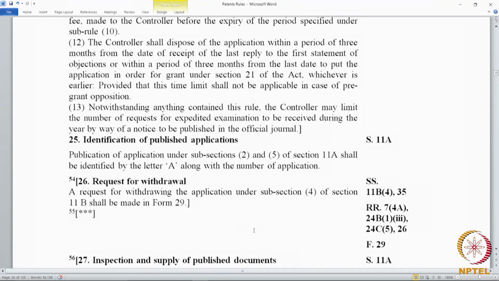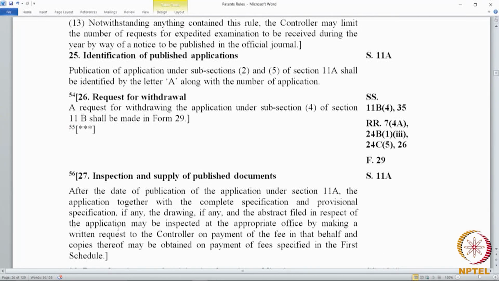Rule 25 deals with identification of published applications. When an application is published under subsection 2 and 5 of 11A, it shall be identified by the letter A along with the number of application. Now, the applications will have a number. The published application will have the alphabet A after it. Request for withdrawal shall be made in form 29, and the instances where a request for withdrawal shall be made can be at any time after the filing of the application before the grant.